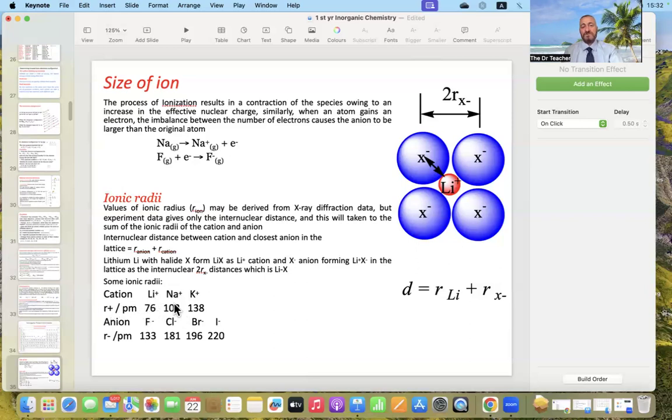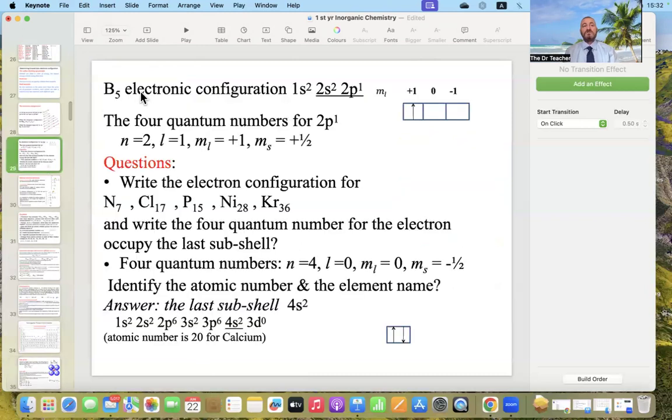For the cations, lithium, sodium, potassium, the r+ of lithium is 76, sodium 102, potassium 138. But the anion values, which are r-, are for fluorine 133, chlorine 181, bromine 196, and iodine 220. Okay, so we come to the boron electron configuration: 1s2, 2s2, 2p1.